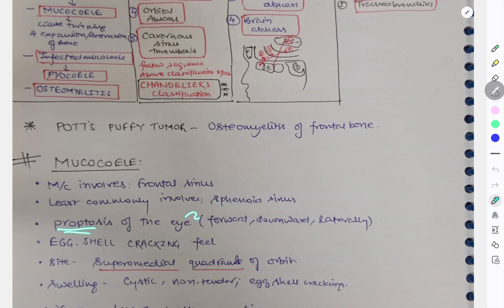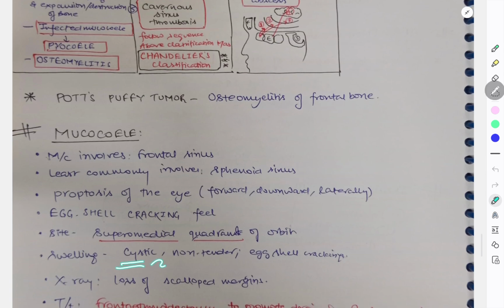Here you can see the proptosis of the eye, forward, downward, and laterally, since the frontal sinus is involved. If there is a mucocele here, it can push the eyeball forward, downward, and laterally. There will be an eggshell cracking feel. The site is the superomedial quadrant of the orbit, because that is in the closest proximity to the frontal sinus.